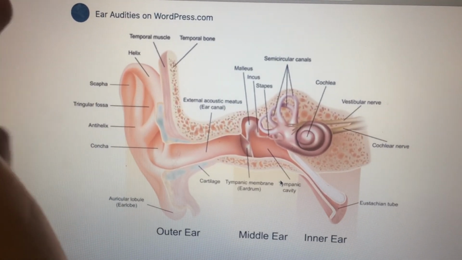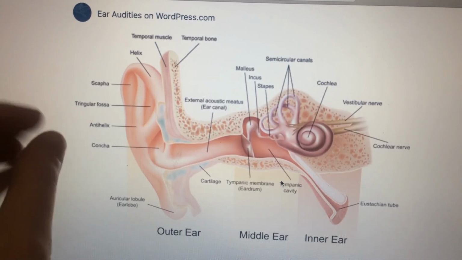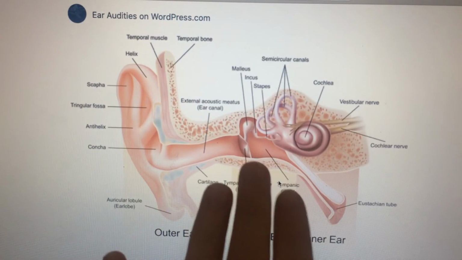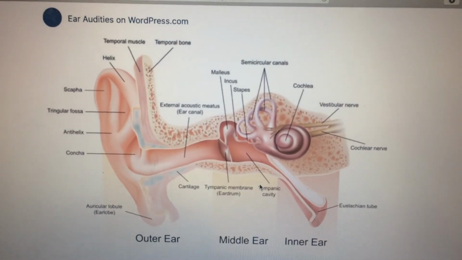But overall, that's the outer, the middle, and the inner ear, and the structures that are important to hearing and how they work to come from a sound wave outside of your ear, to travel through, to get converted into something that our brain can recognize as sound over here.